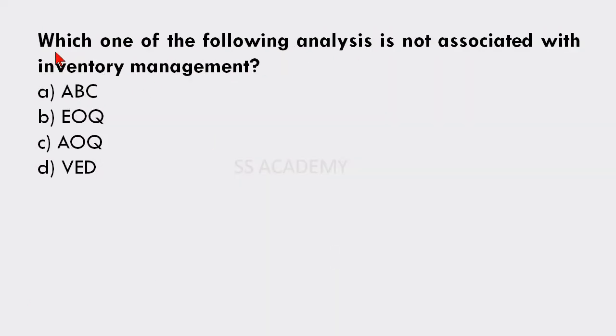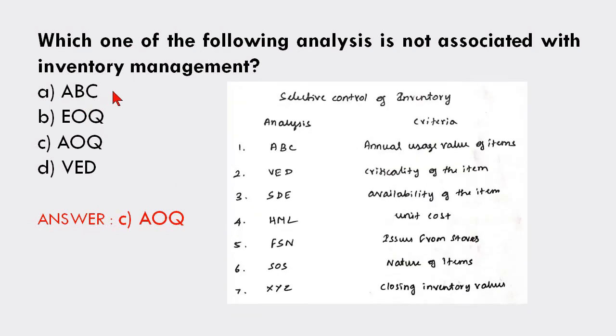Next question is, which one of the following analysis is not associated with inventory management? ABC, EOQ, AOQ, VED. The answer is option C, AOQ. Which one of the following analysis is not associated with inventory management? The answer is AOQ. Because ABC and VED is the selective control of inventory, and EOQ is the economic order quantity, AOQ is not relevant to the inventory management.